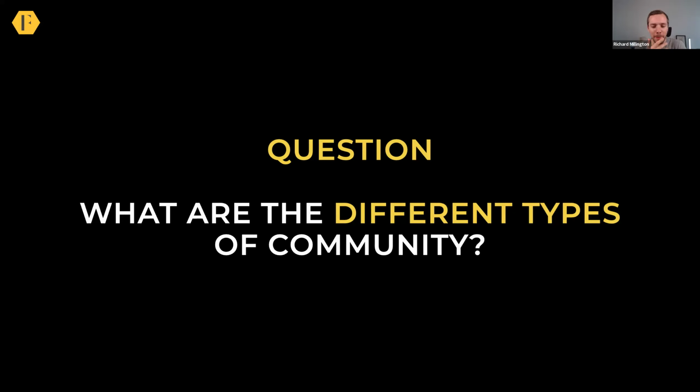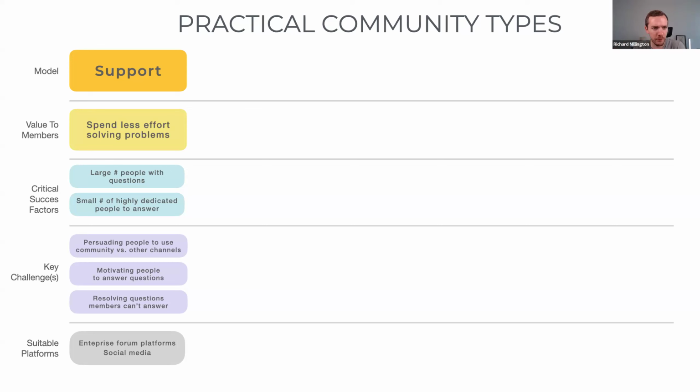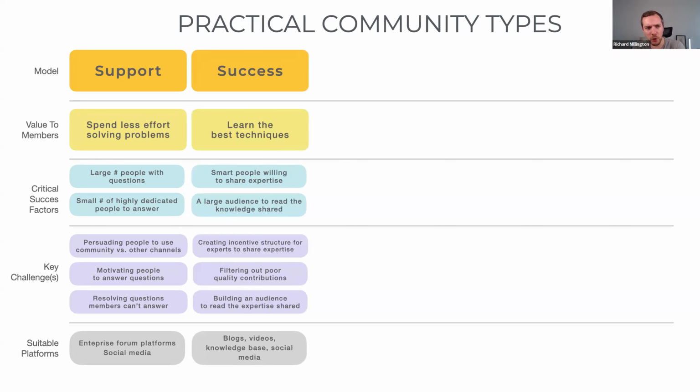And these come in the forms of different models. One is a support model. This is where the value to members is that they spend less effort to solve an issue. You need critical success factors in mind, key challenges you need to overcome, and a suitable platform that you can select as well. Two is what we talked about before, that success and retention model. And these are going to closely match what we described already. This is where members can learn the best techniques and how to get the most out of the products.